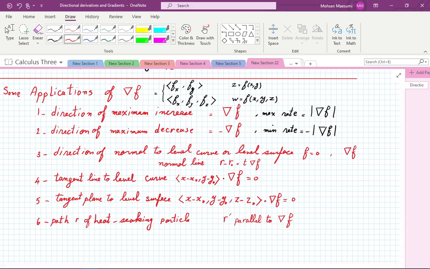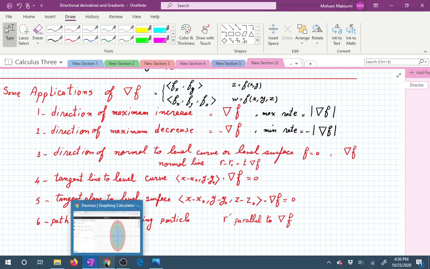Important observation number one: if you want to travel in a direction where your function increases at the fastest rate, then travel in the direction of the gradient of the function. This is crucial in all the observations that we are going to do in item 2 and some of the observations later on here in item 6. Let me go ahead and explain this in a picture first, and then we come back.